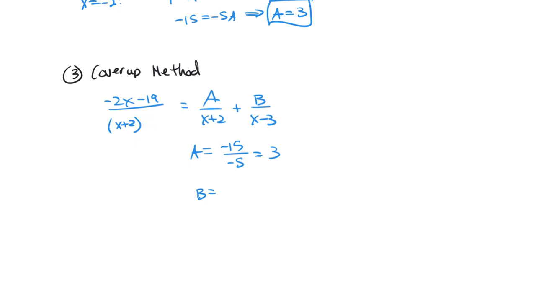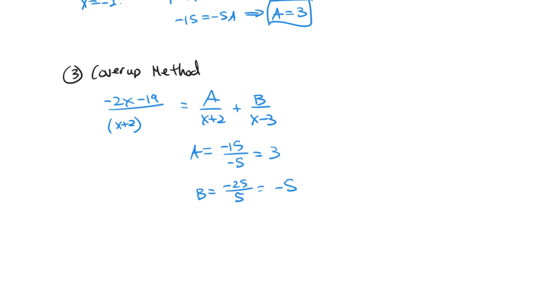And then you plug in 3 for all of these. So that will give us b equals, if I plug in a 3 here, I'm going to get minus 6 minus 19, which is minus 25. And then on the bottom, 3 plus 2 is 5, so you get negative 5. Okay, so that's the cover-up method.